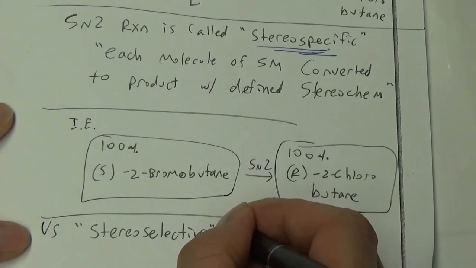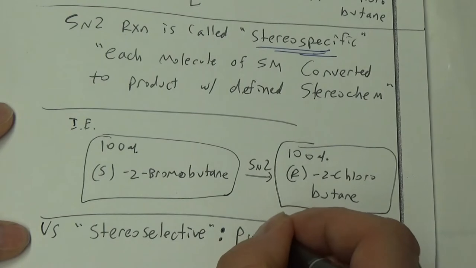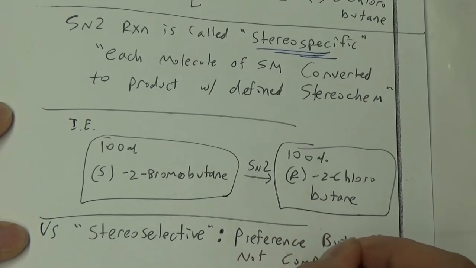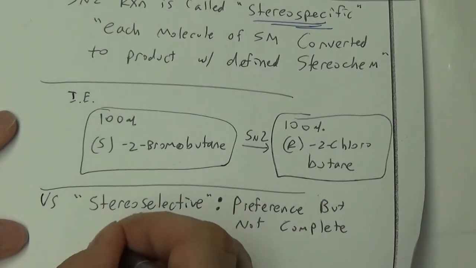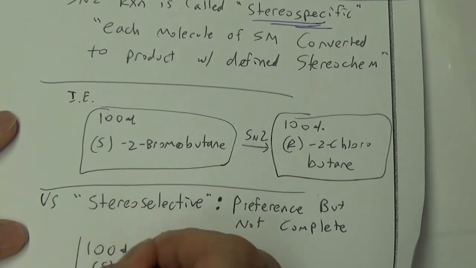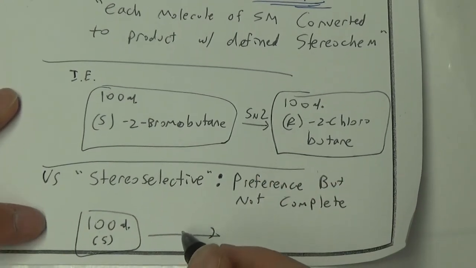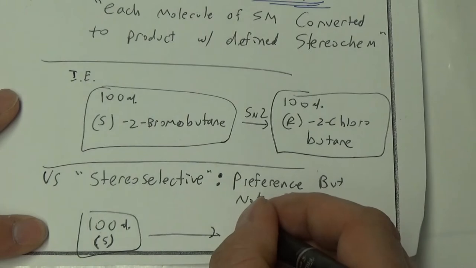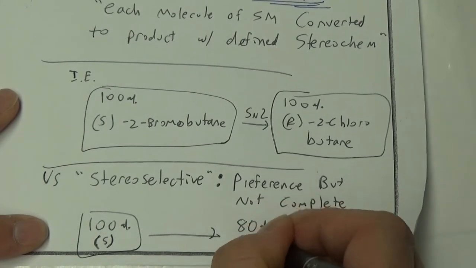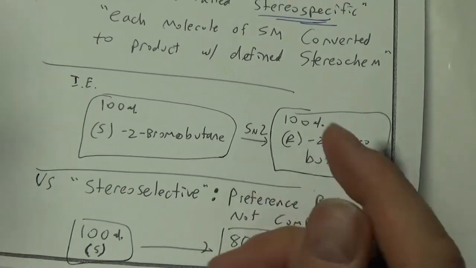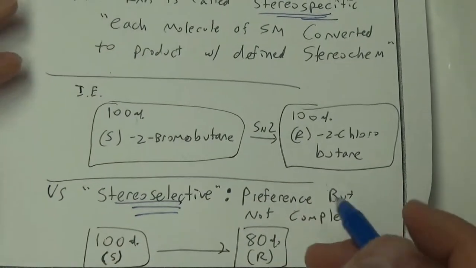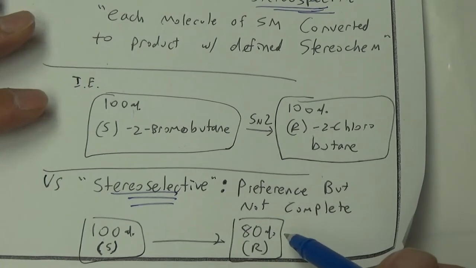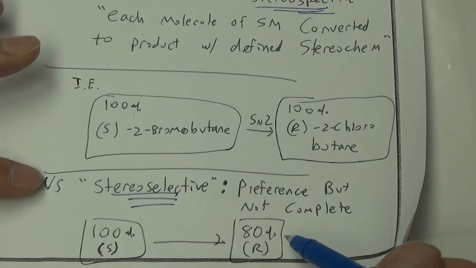What stereoselective means is there's a preference, but it's not complete. We will see, for example, that the SN1 reaction will be a little bit stereoselective. If I have 100% S, it might give me like 80% R or something like that. Does that make sense? The word stereoselective means there's preference, but it's not a complete conversion. Like 100% S would maybe make 80% R, and then the other 20% is S. So we'll get more into that later.